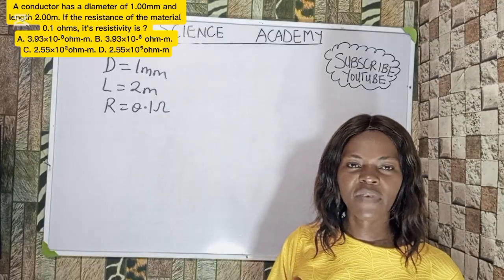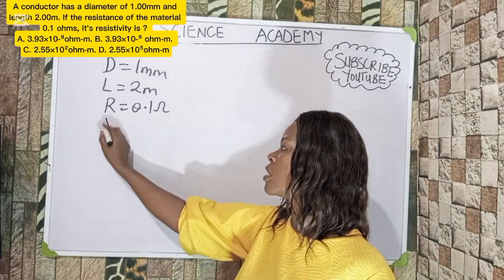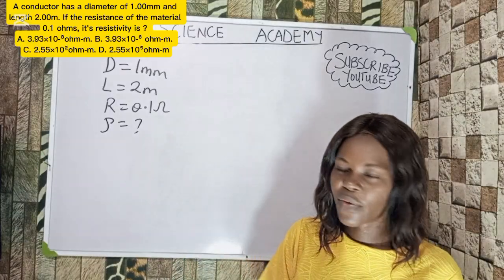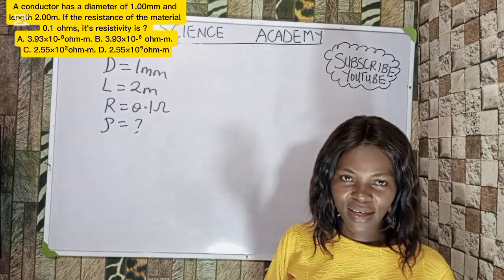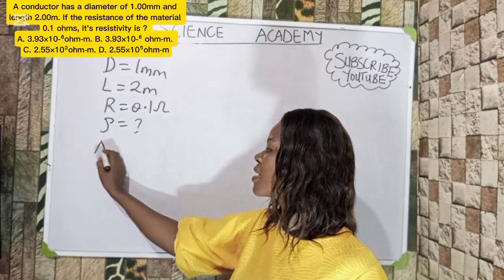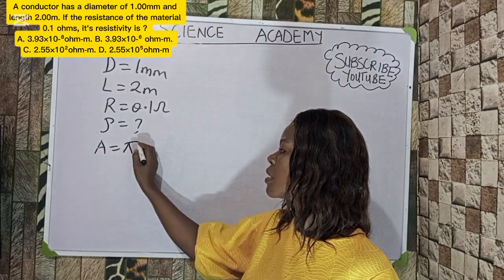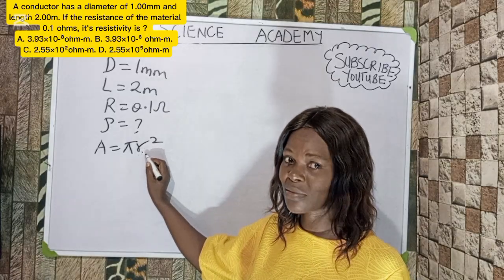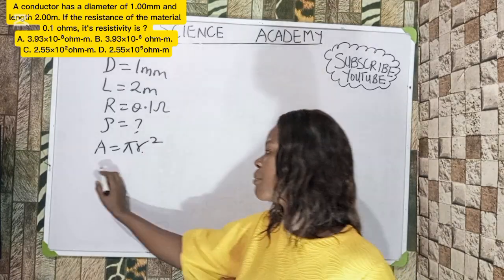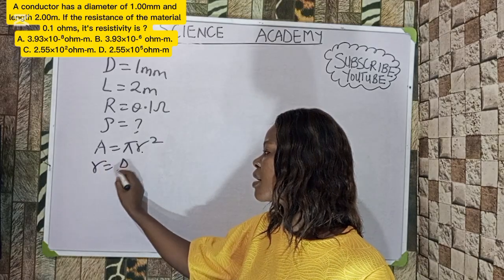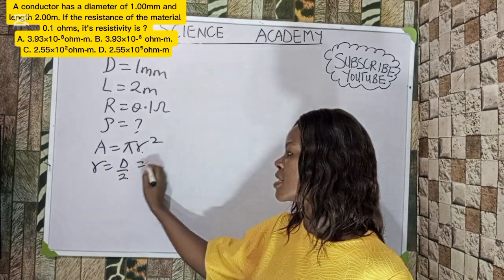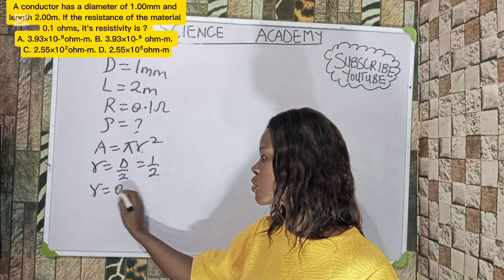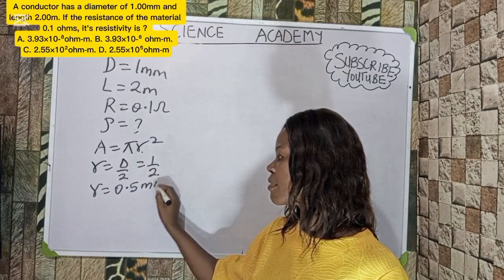Okay. Now, how do we find the resistivity, which is rho, what we are looking for? But we don't even have the area. So we're going to get the area from this diameter because they are related. Knowing that area is equal to pi r squared. Well, do we have the radius? No. We can just get the radius from our diameter, because the radius is diameter over 2. That is 1 over 2. So my r is equal to 0.5 millimeters.